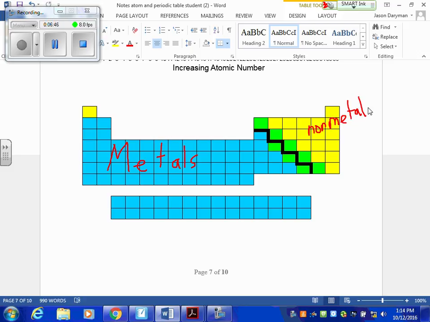Kind of makes sense because didn't we say that the noble gases are here? They're nonmetals. They're gases. The green, heading on down through, on each side of the staircase line, has a funny name I'm sure you've never heard. We call them the metalloids.